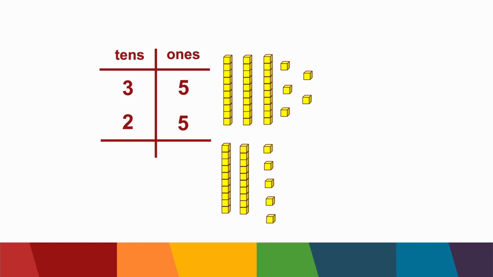Here we have 35 plus 25. We go to the ones column. 5 plus 5 is 10. 10 is actually 1 ten and no ones, 0 ones. We need to put that 1 in the tens column where it belongs. We bring the 0 down, and 1 plus 3 plus 2 equals 6. We can count the cubes, 10, 20, 30, 40, 50. Then 51, 52, 53, 54, 55, 56, 57, 58, 59, 60.